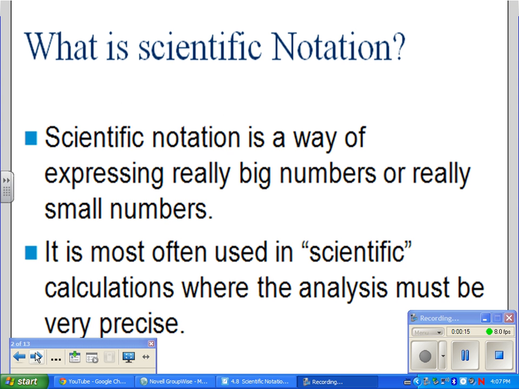What is scientific notation? Scientific notation is a way of expressing really big numbers or really small numbers. It is most often used in scientific calculations where the analysis must be very precise.